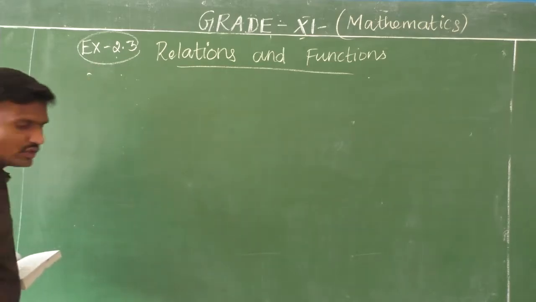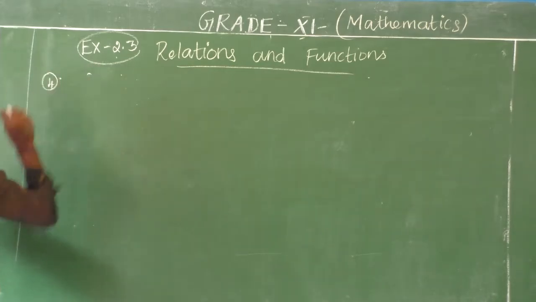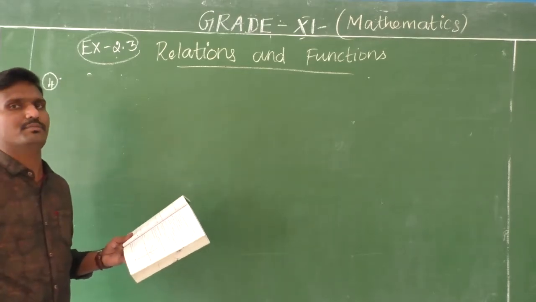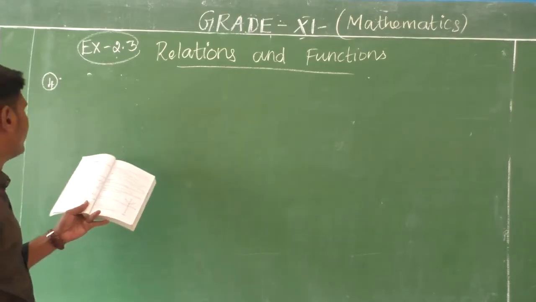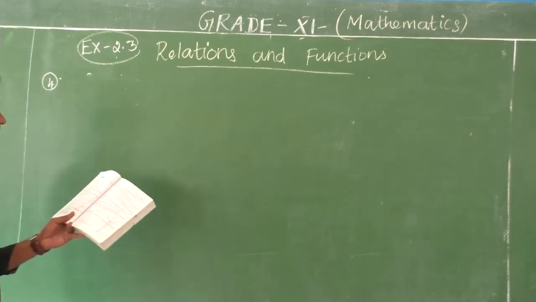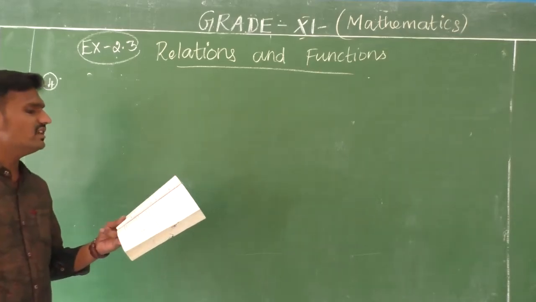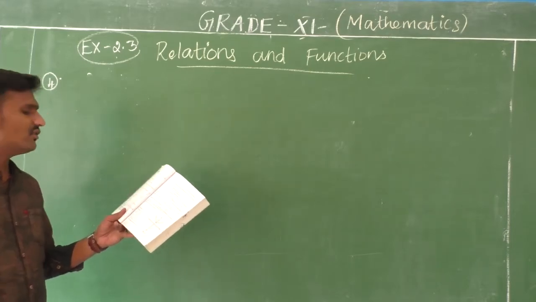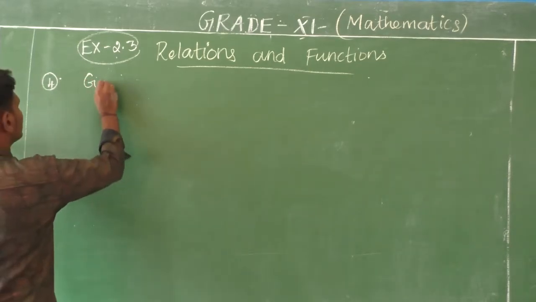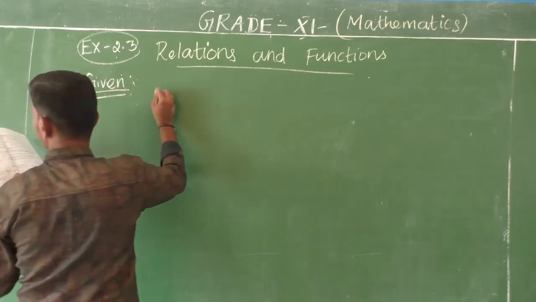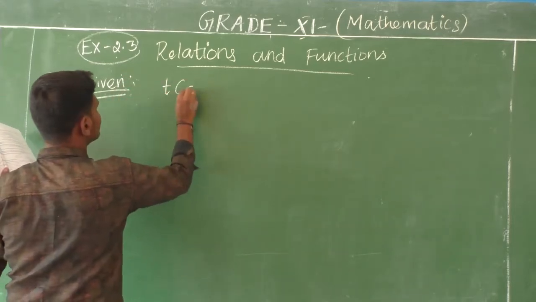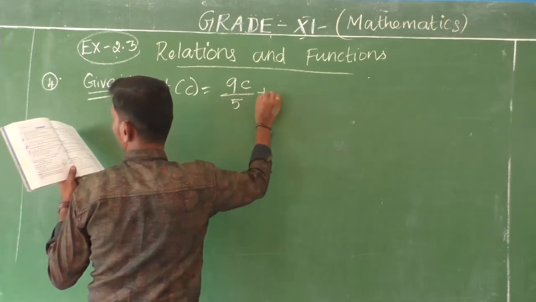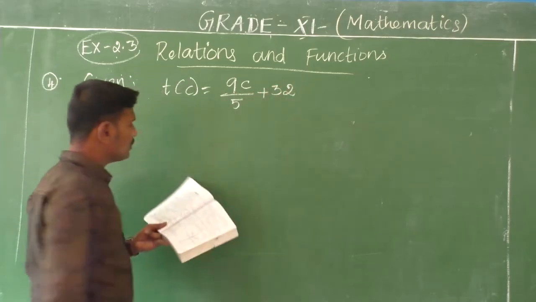Now coming to the fourth question. The fourth question is somewhat different, though it follows the same pattern as the third question, but the given information is in a different manner. The function T, which maps the temperature in degrees Celsius into temperature in degrees Fahrenheit, is defined by T of C equal to 9C by 5 plus 32. So this is your given.